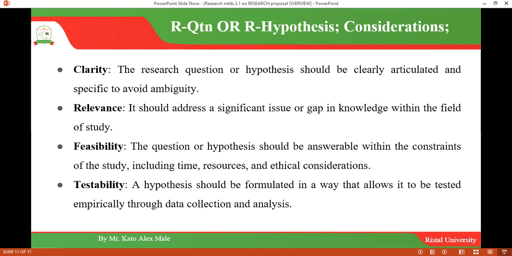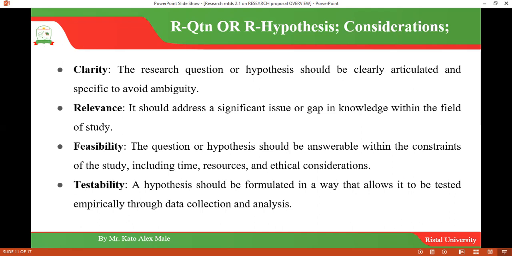Ethical considerations. You might want to take blood samples for your research, but you are in a culture which does not allow, which is not okay with giving up their blood samples. Such a research might not be feasible enough. I've just given those examples, but there are very many other examples to do with feasibility, and feasibility comes from the constraints, the limitations. Then testability.